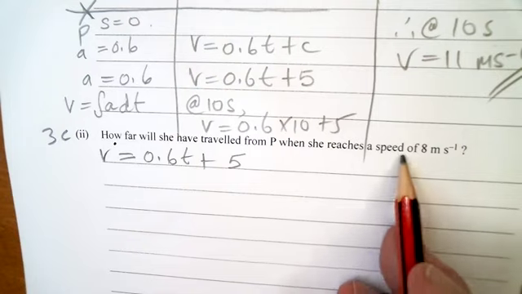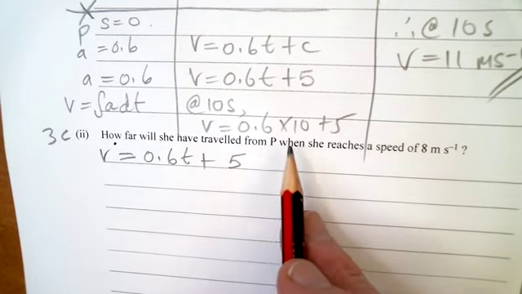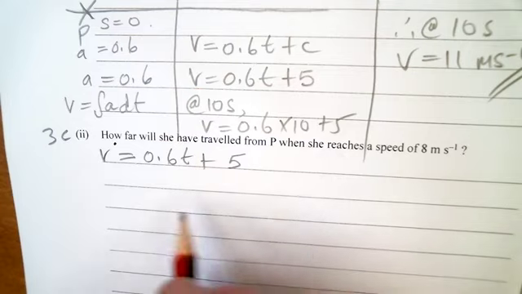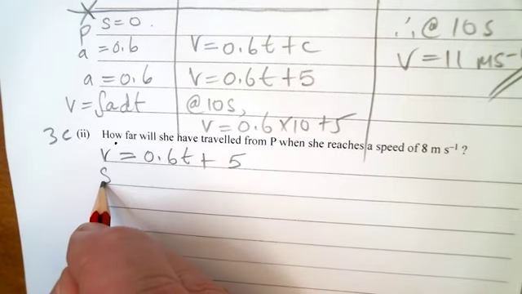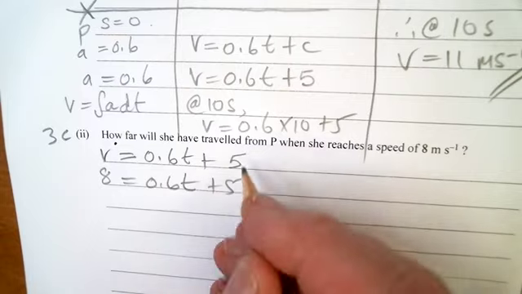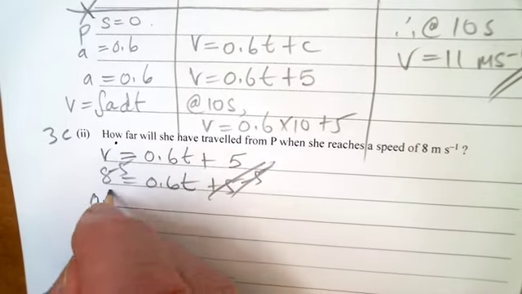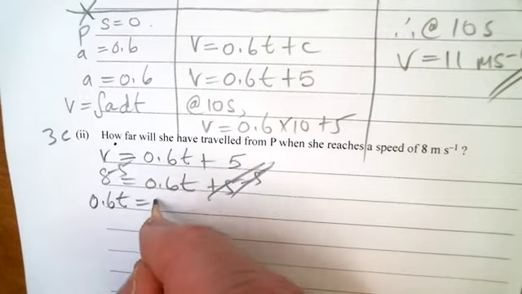So when she reaches 8, let's find the time when she reaches 8, and then we can use that to put into some sort of a distance formula. So velocity is 8, 0.6t plus 5. Let's subtract the 5 from both sides. So I've got 0.6t is equal to 3.